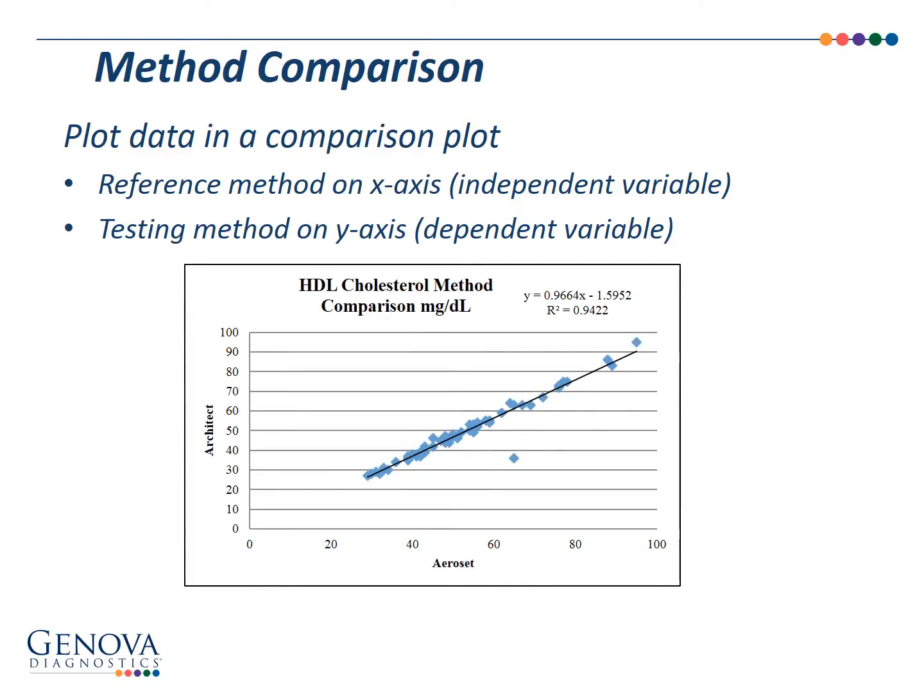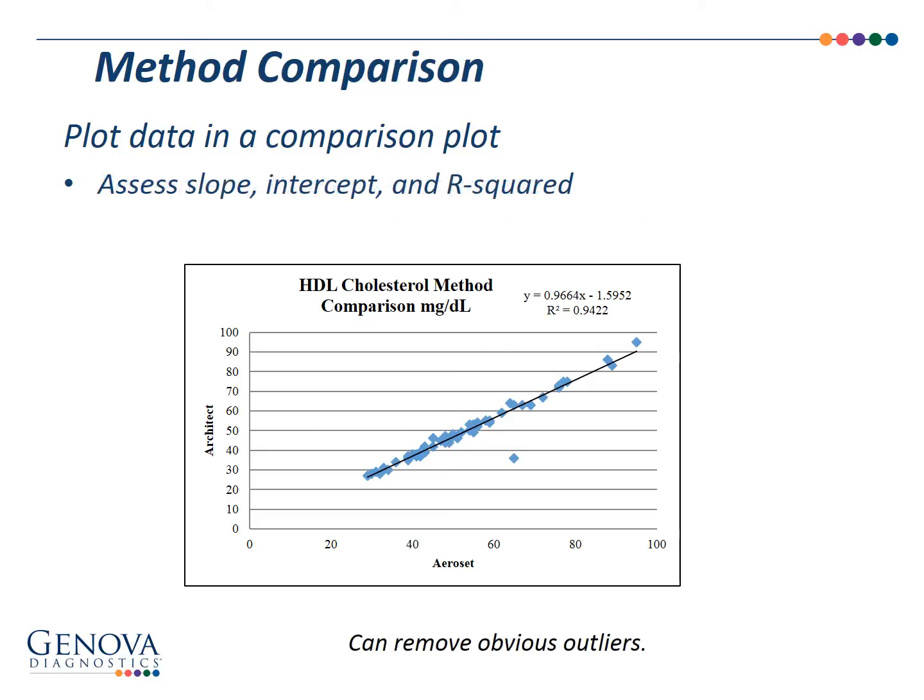So it might look something like this. This is the comparison we did, the Aeroset versus the Architect, which were two different types of instruments. You can see it actually has a pretty tight correlation. So we're looking at slope, intercept, and R squared. And you can remove obvious outliers. You can see there's one point down below the line that we probably could call an outlier and drop it out.